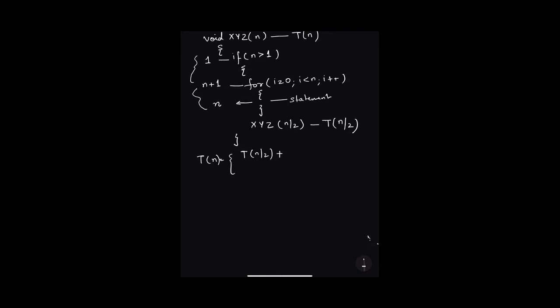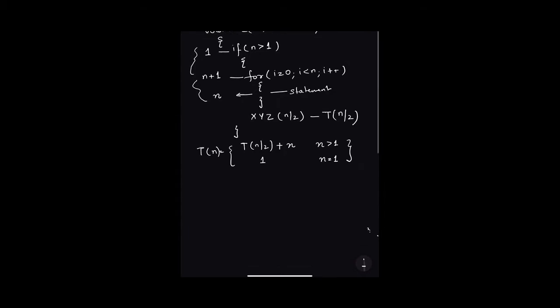So I can write it as T(n/2) plus n, removing all the constants, for all the values of n that are greater than 1. And if my value is equal to 1, I should get a value of 1. This is my recurrence relation. Now let us discuss how to solve this.